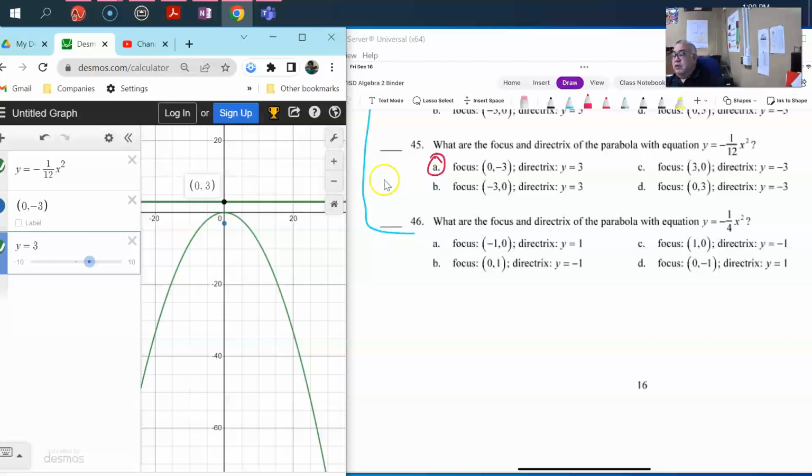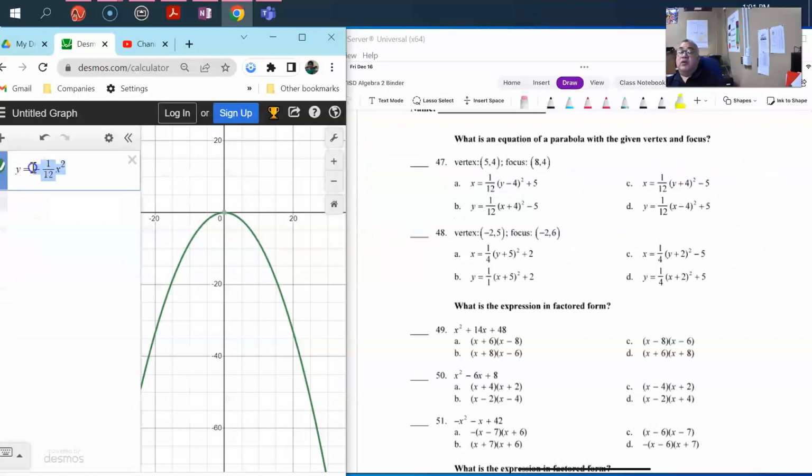Now, I got to make sure that the other ones are wrong. So the next one is negative 3, 0. That's wrong. And 3, 0 would be on the other side. So that's wrong. And this one here is 0, 3. That's on the directrix, so that can't be it. So the answer is A.